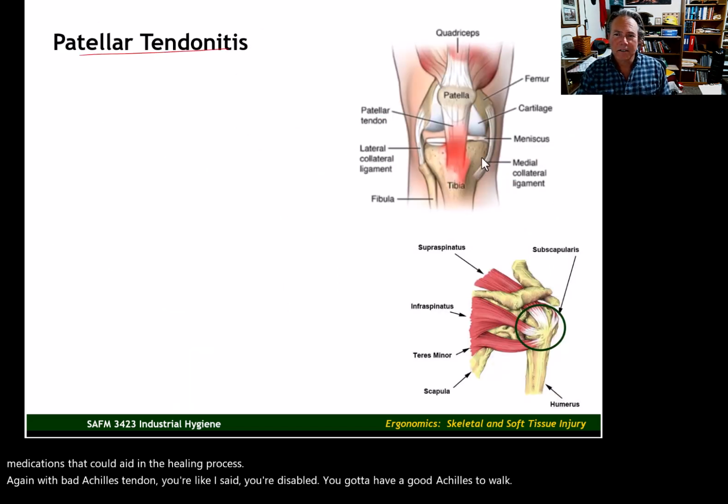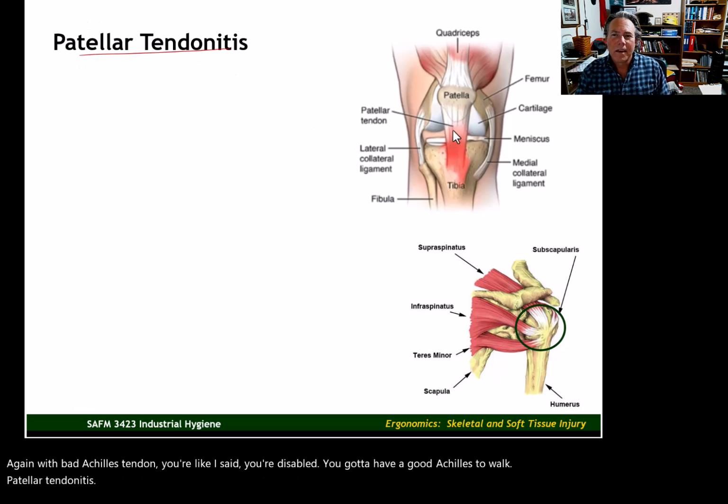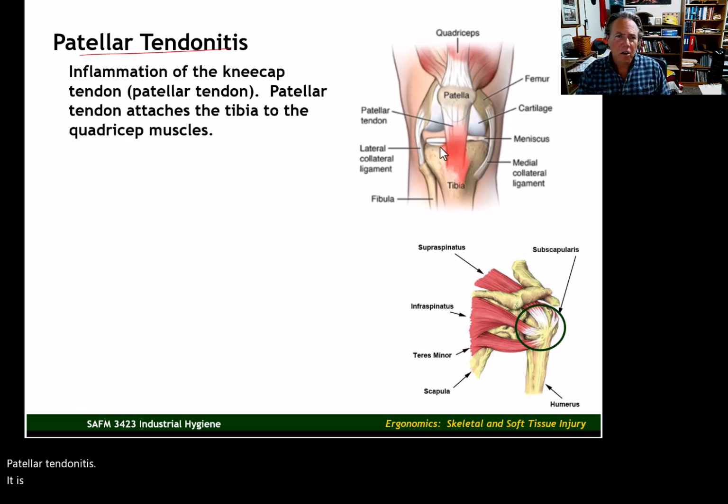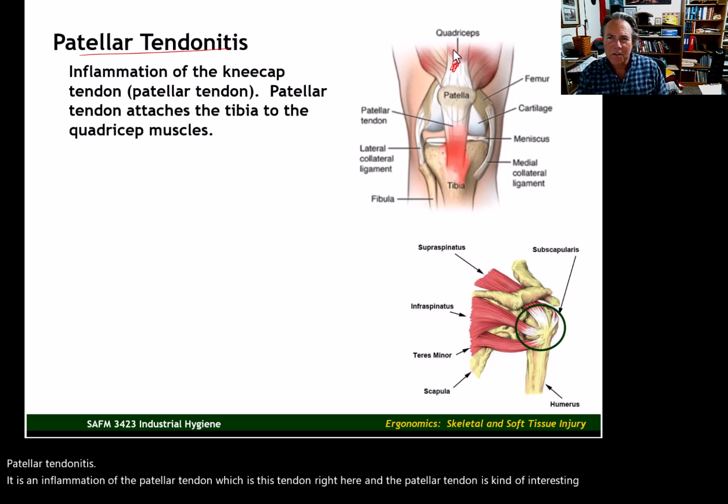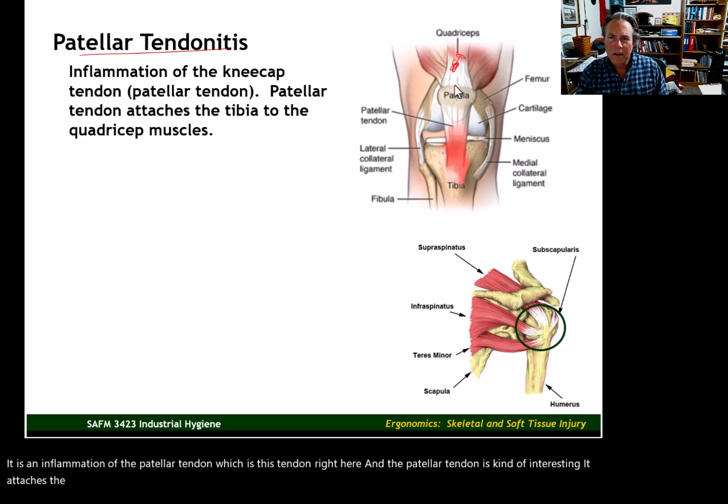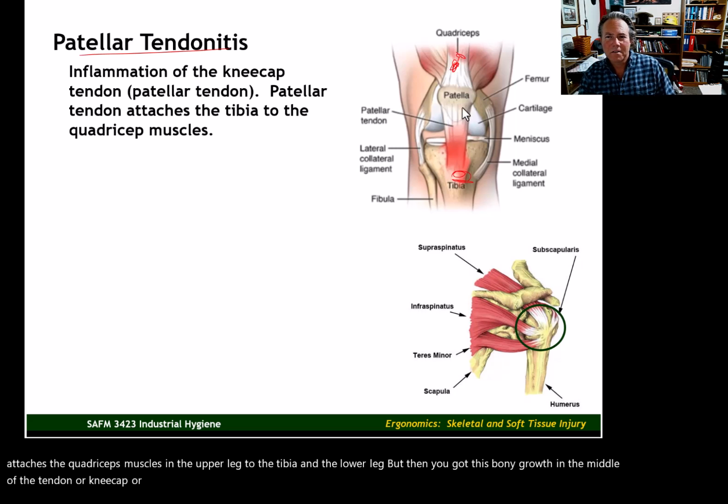Patellar tendonitis is an inflammation of the patellar tendon, which is this tendon right here. And the patellar tendon is kind of interesting. It attaches the quadriceps muscles in the upper leg to the tibia in the lower leg, but then you've got this bony growth in the middle of the tendon, or kneecap, or patella, which I don't know of any other.